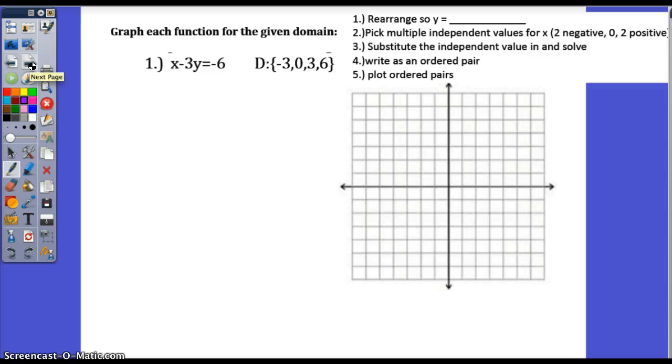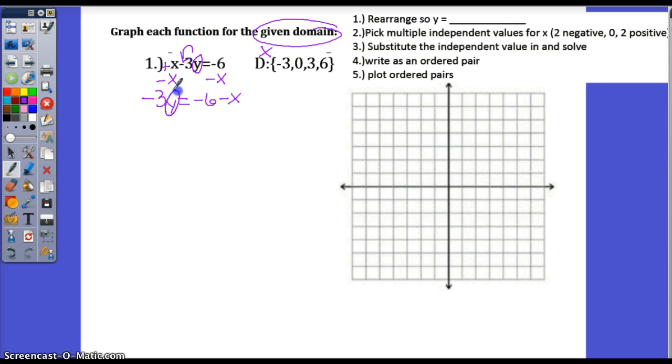I left the instructions up there. It says graph each function for the given domain. Remember, these are my x values. Step 1, rearrange so it's y equals. Here I have x minus 3y equals negative 6. So I want to solve for y. I'm going to circle it. It's a positive x, so I have to subtract x from both sides. So we have negative 3y, don't forget your sign to the left, equals negative 6 minus x.